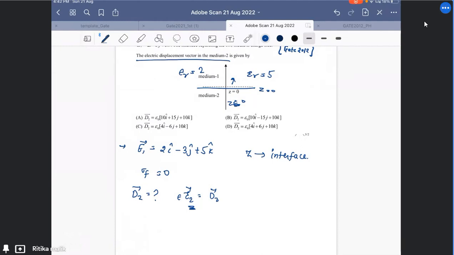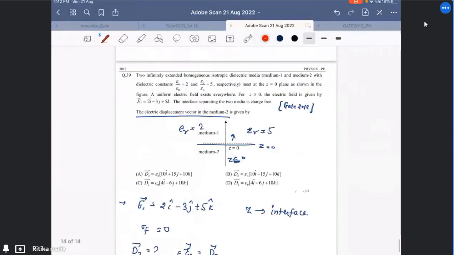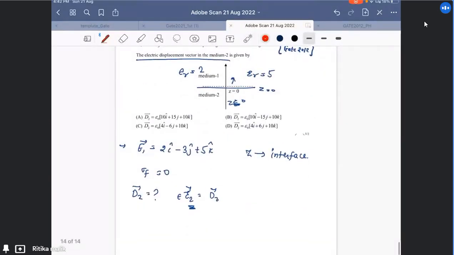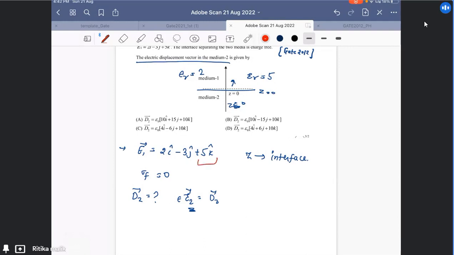But the main catching point in this question is what is the parallel component and what is the perpendicular component. See, z equals 0 is the interface. If you imagine this surface at z equals 0, you have x, y, and z. The xy surface is parallel, and the z direction is perpendicular to this interface.